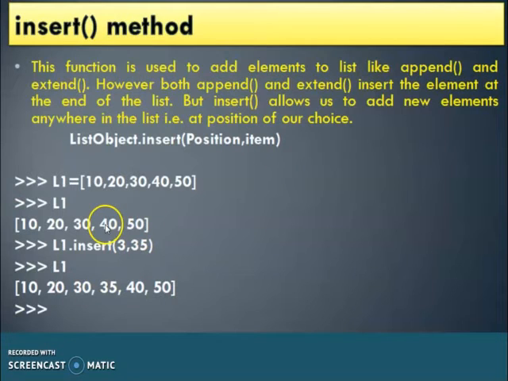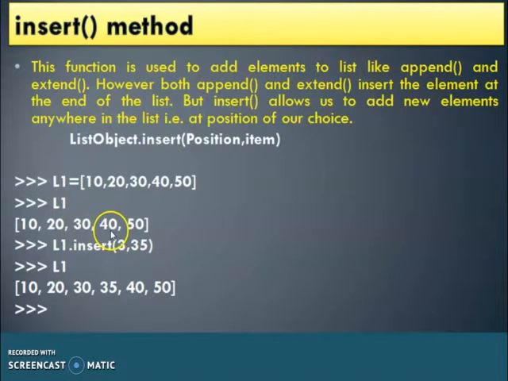See the example: L1 is equal to [10, 20, 30, 40, 50]. Then print L1, it prints 10, 20, 30, 40, 50. Then L1 dot insert, where L1 is our list name. L1 dot insert(3, 35) means this 35 will be placed in the third position.